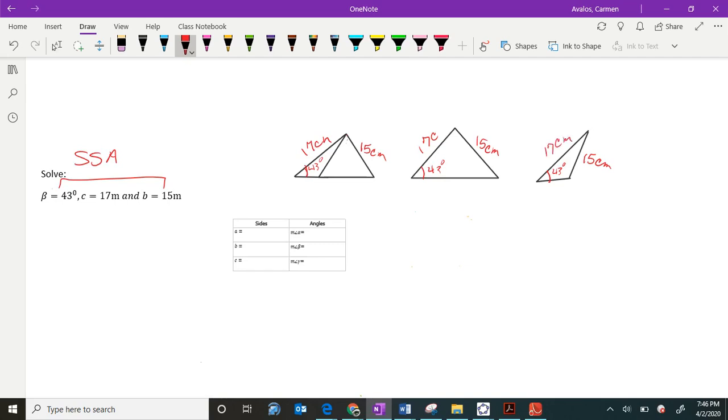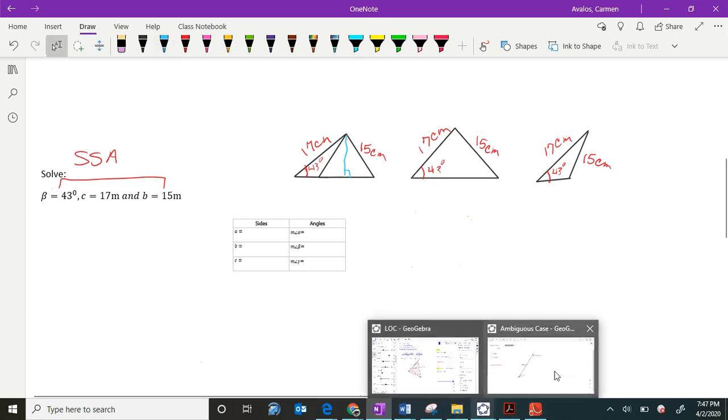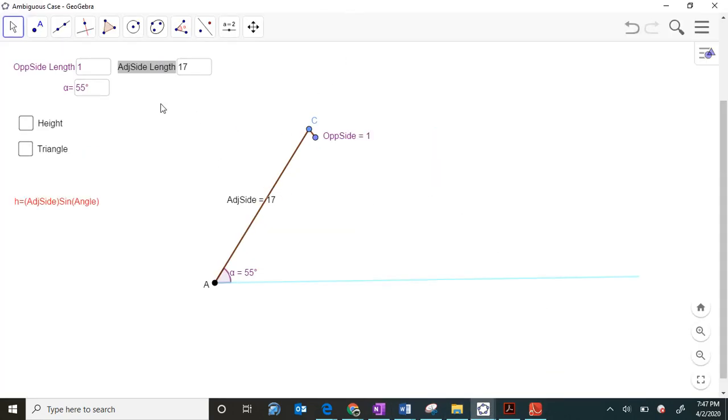Okay. So when I'm looking at these, I could figure out a little bit of the information. The main thing that I need to find out is this: what is the height going to be? The height is going to be a straight line connecting to the other side, and it's going to be the shortest distance. So let's go back to the GeoGebra part and see if we could see it visually.